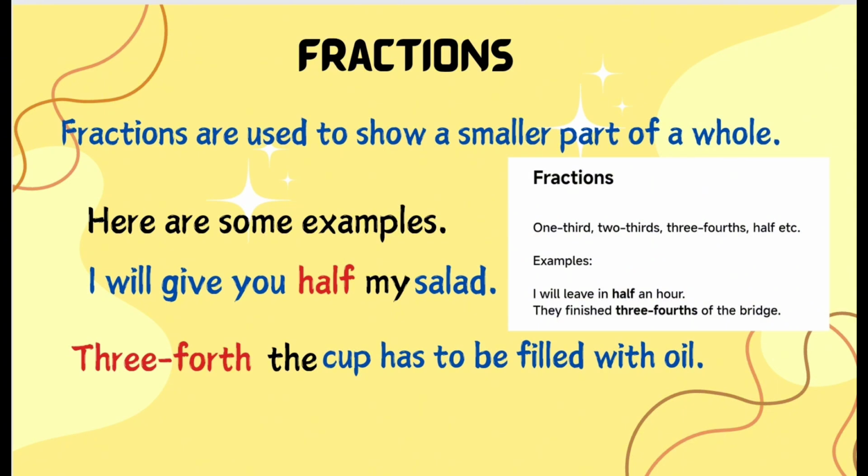Now, the second predeterminer is fractions. Fractions are used to show a smaller part of a whole. Words like 1/3, 2/3, 3/4, half, etc. are called fractions. So here are some examples. I'll give you half my salad. 3/4 the cup has to be filled with oil. In these examples, the words half and 3/4 precede the other determiners my and the in the given sentences.